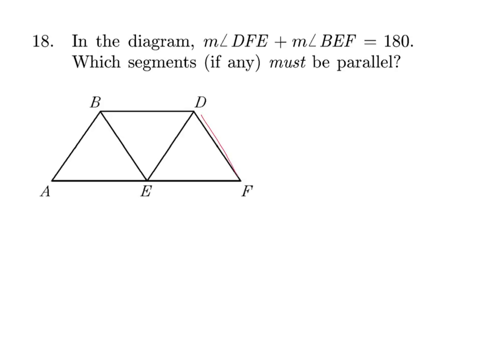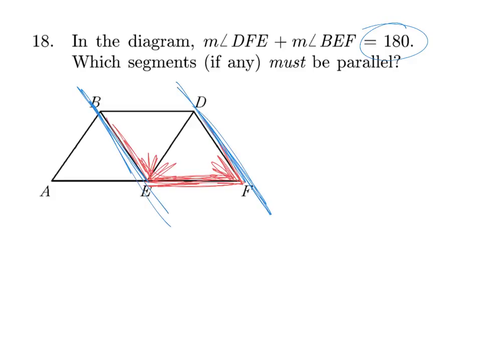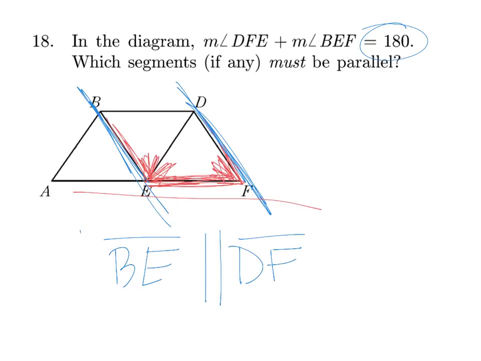Okay, DFE plus BEF equals 180. So this one and this one here. Which segments, if any, must be parallel? Well, that tells you that these two lines, because this is the transversal, these are consecutive interior angles, so BE is parallel to DF. Done.